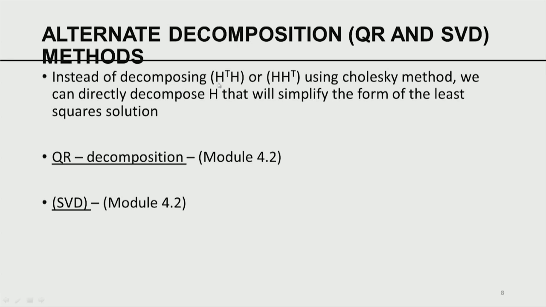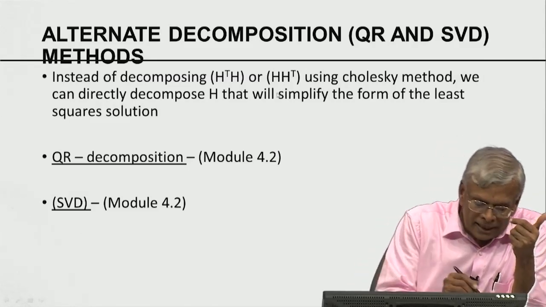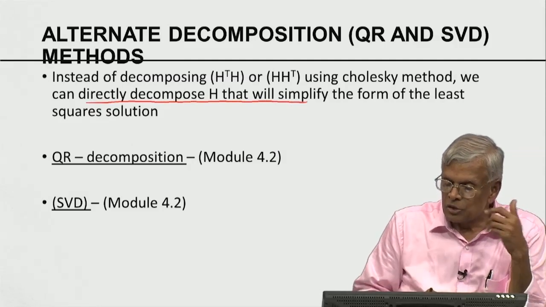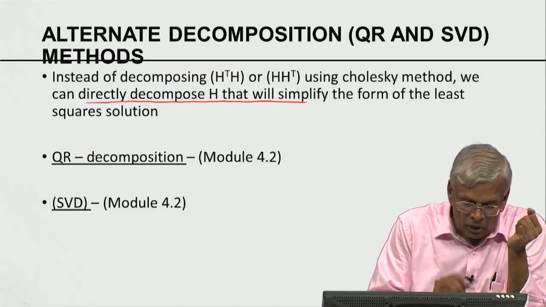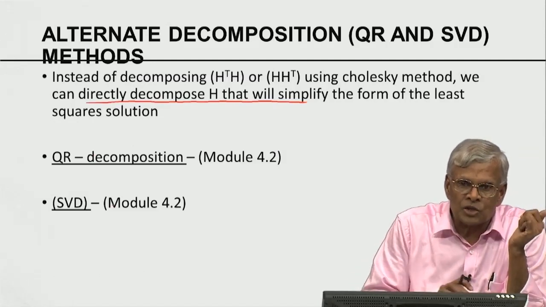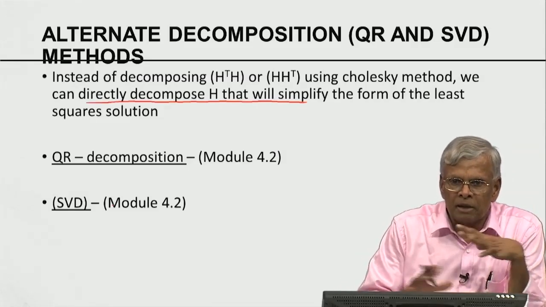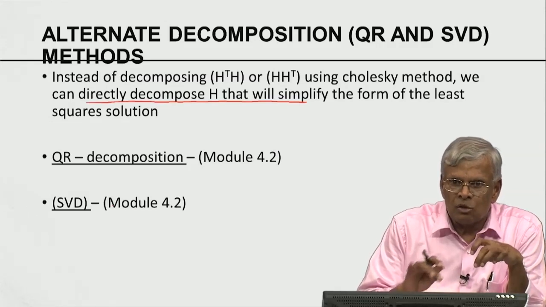An alternate way would be, instead of first composing H transpose H and then decomposing using the Cholesky method, you first wind and then unwind. So, instead of multiplying and then applying Cholesky, we can directly decompose H, to simplify the form of the least square solution. There are two methods we will indicate. These are called QR decomposition and SVD. SVD stands for singular value decomposition. QR decomposition, SVD, Cholesky decomposition, these are the three popular methods which we have come to call matrix methods for solving the resulting system Ax = b, where A is a symmetric positive definite matrix.